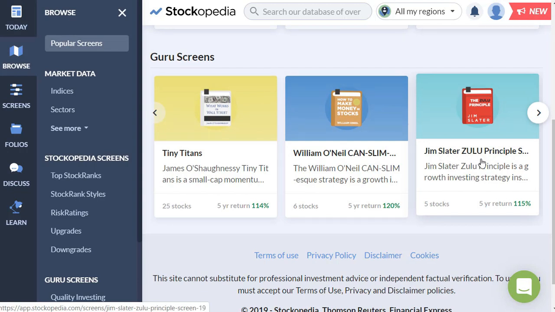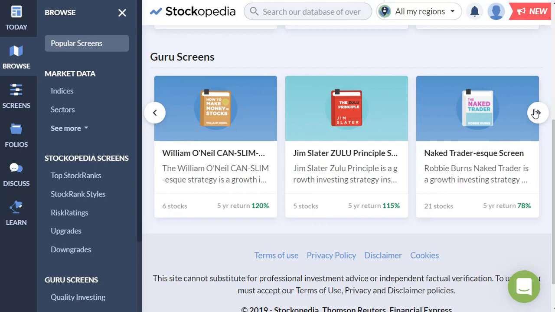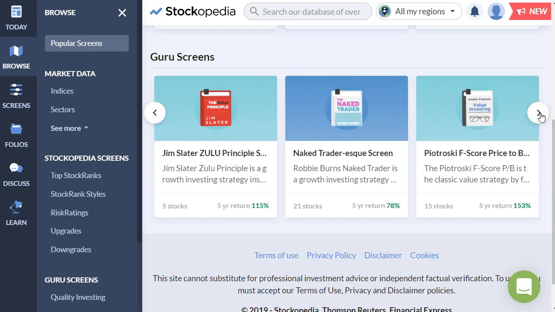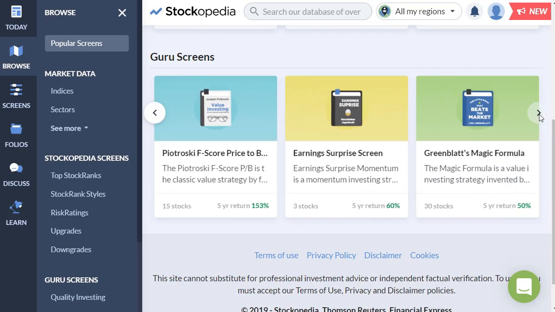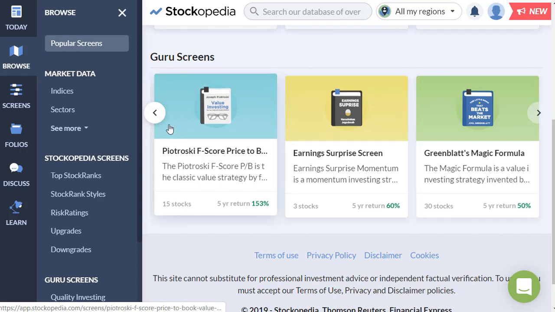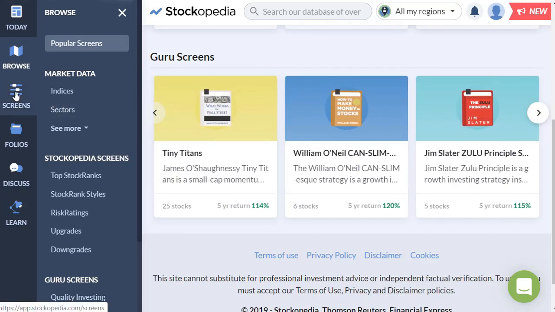There's Jim Slater. Here you can see the last 5 years of return. There's Jim Slater, the Zulu Principle, Naked Trader, Piotroski F-Score. There's an Earnings Surprise screen and so on. There are a lot of screens in here. If you can't find anything you like, you can just build your own.